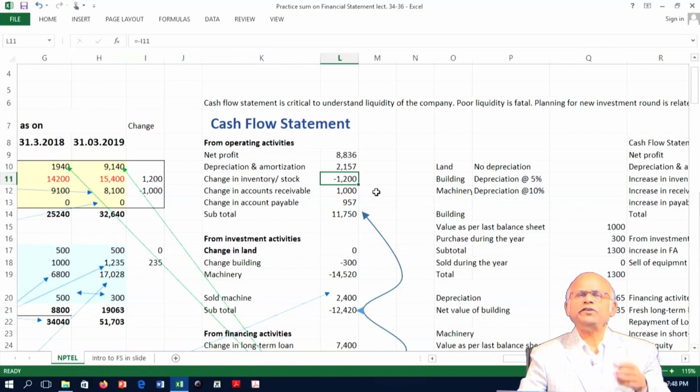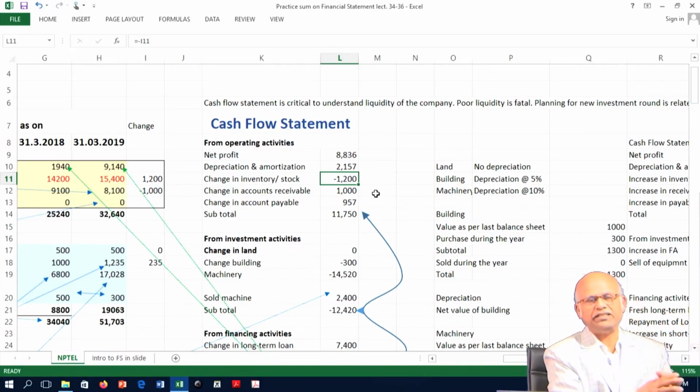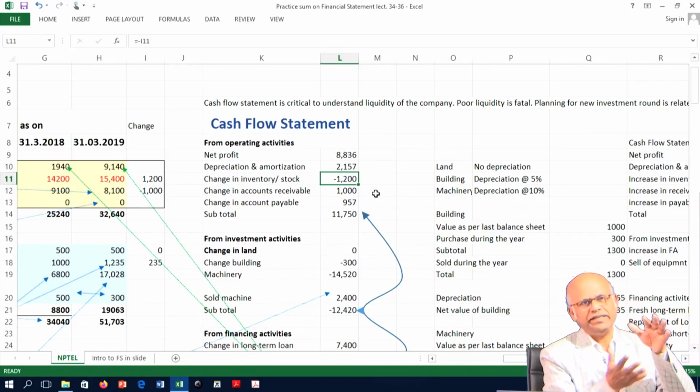If inventory goes down, suppose last year inventory was 10,000, this year inventory is 8,000, that means inventory has gone down. So, when inventory goes down, some money is released, because now total money blocked in inventory is only 8,000, whereas total money blocked in inventory as at the close of business in the last year was 10,000. So, there is a decrease.